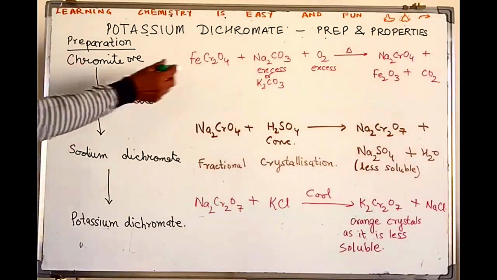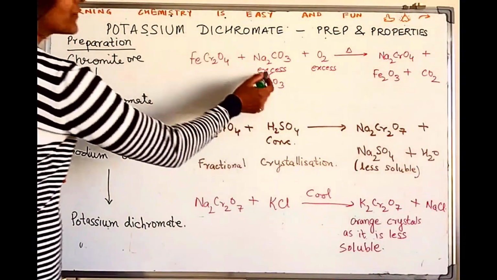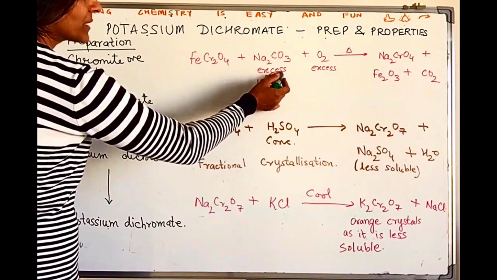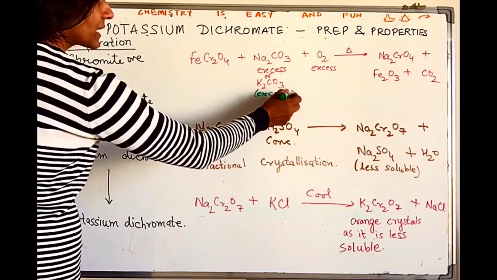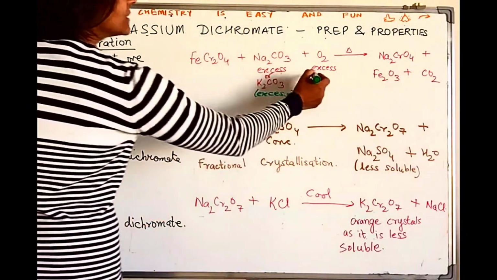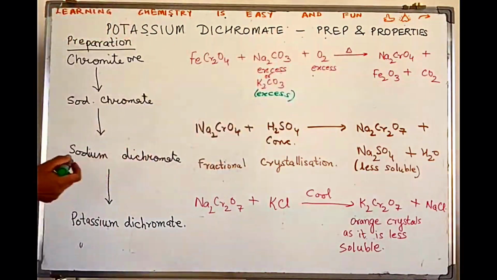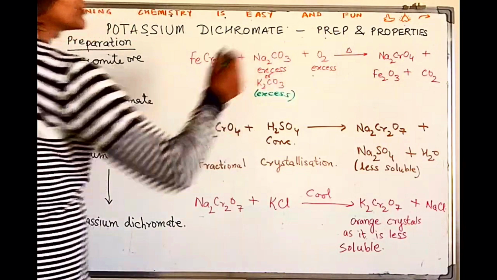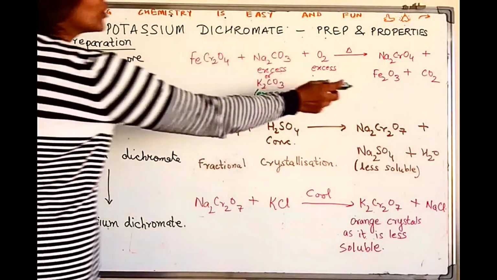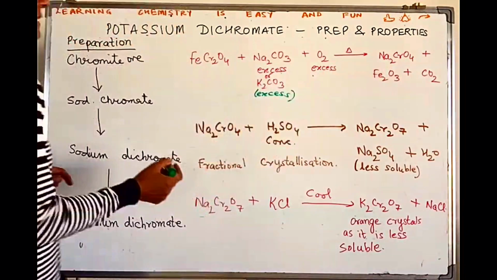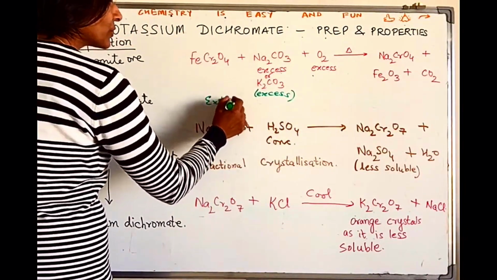Chromite ore, that is FeCr2O4, is fused with excess of sodium carbonate or excess of potassium carbonate in the presence of excess of air. Fusion means you are heating it. It gets converted to Na2CrO4, that is sodium chromate, Fe2O3 and carbon dioxide. Now this is extracted using water.